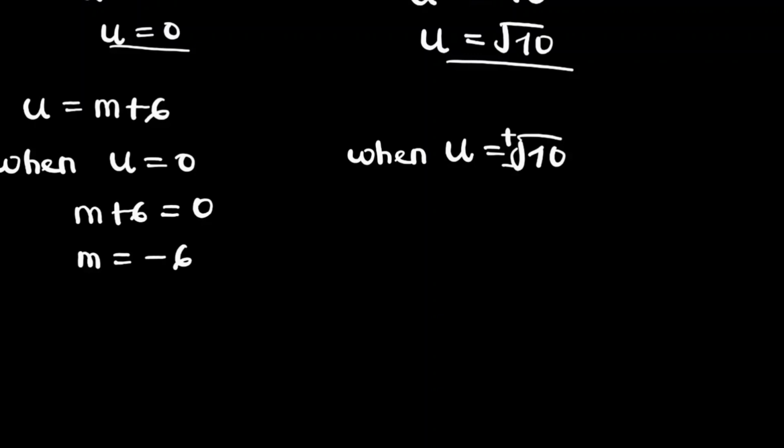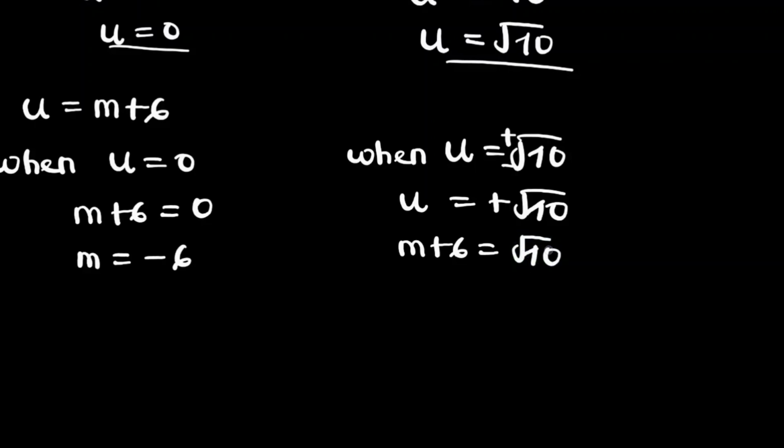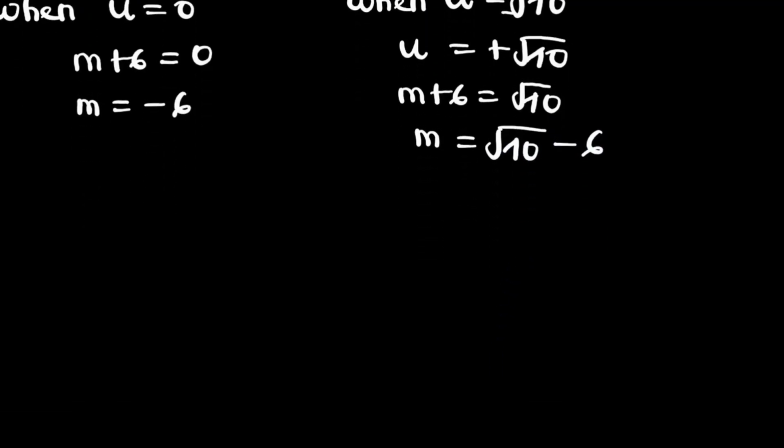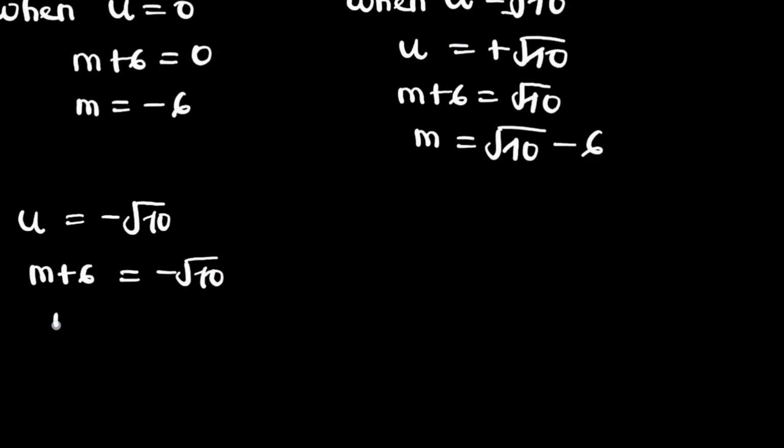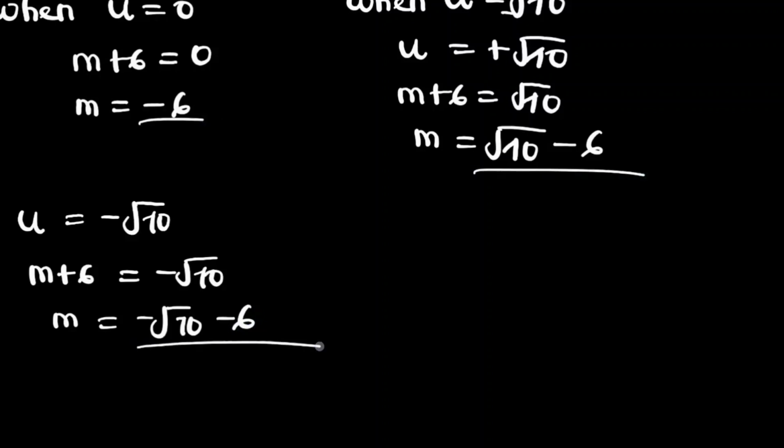Let us take the first case. When u is positive root 10, m+6 equals root 10, so m will be equal to root 10 minus 6. This is our second value for m. Now our third value: when u is equal to minus root 10, we have m+6 equal to minus root 10, and m is equal to minus root 10 minus 6. So this is our third value for m.